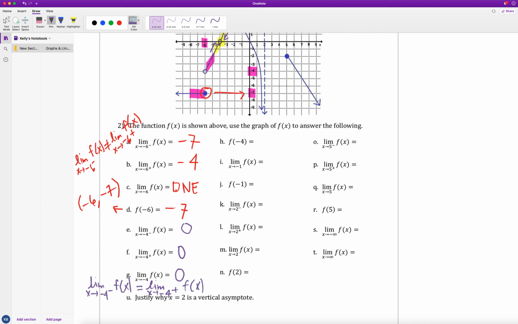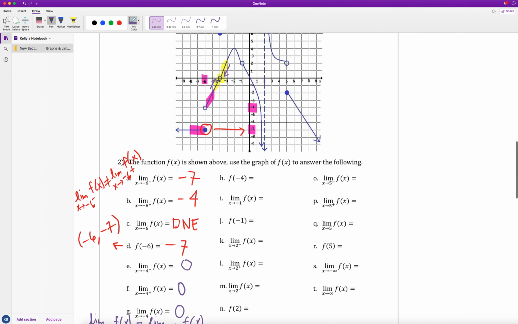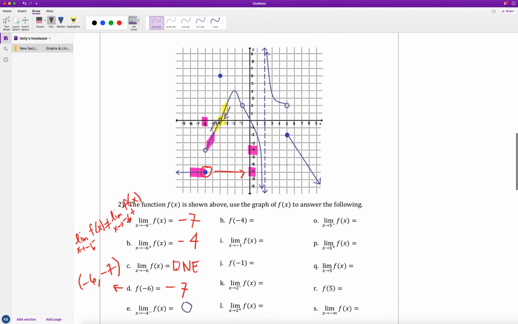Now, I know I didn't say to jump ahead and do H, but you might have done it as you can see that H goes with E, F, and G since it's dealing with the same x value. So H is asking you for f of negative 4, which is not anything to do with the limit, it's where is the closed circle. So if we look here, although both the left and the right were approaching 0, there is no filled in circle there. There's what we call an open circle or a hole. So f of negative 4 can't equal 0. Instead, the filled in circle is happening up here, which is at positive 6 then.